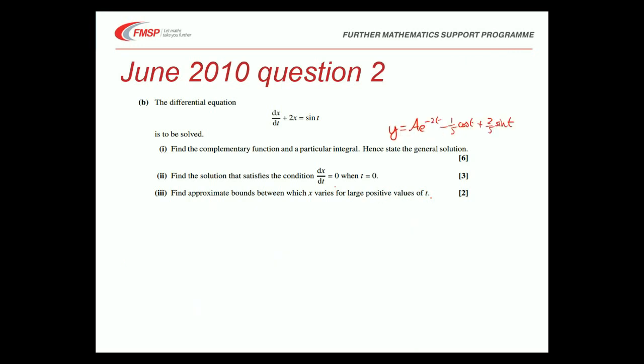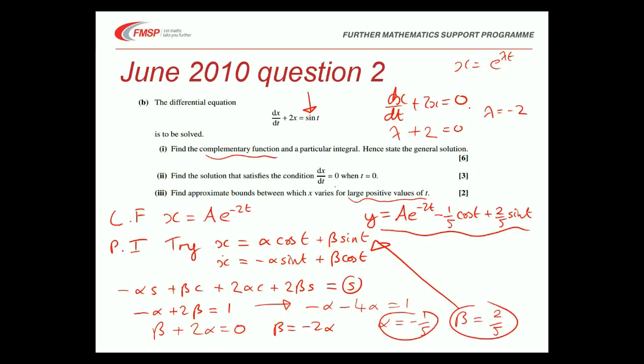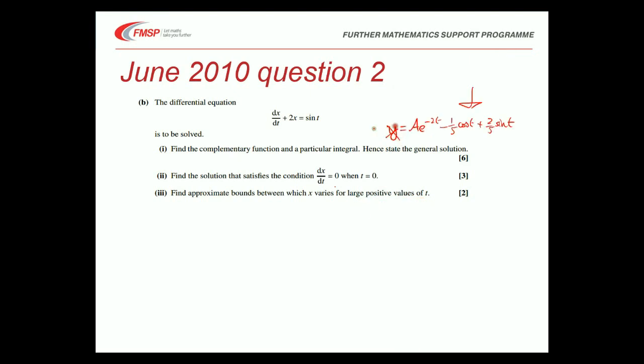I've copied the general solution from part 1 here, so we've got that to reference. This time all they're telling us is that dx dt is 0 when t is 0. I've just realised I've written a rather annoying thing, and maybe you spotted it earlier, that I shouldn't be writing y here at all. This is x. In this case that should be x.